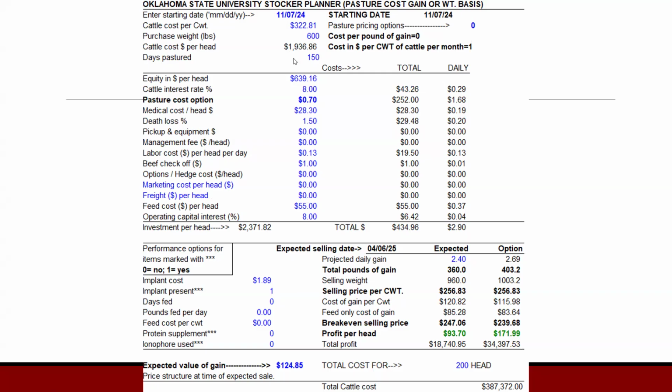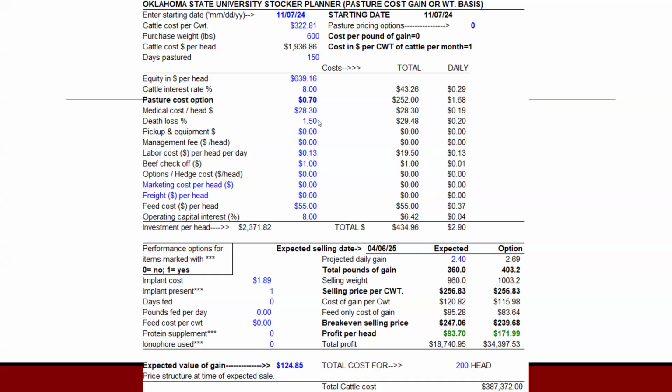Days pastured, so we owned them for 150 days. Okay. We didn't borrow 100% of the money to purchase the animal, so this is equity in the head, 67% of the purchase cost. Okay, this is our cattle interest rate. Pasture cost, that's the 70 cents. If I put a 0 here, it's on a cost per pound of gain basis. If I were to put a 1 here, it'd be dollar per hundredweight per month. But we're going to use dollar per gain, 70 cents.